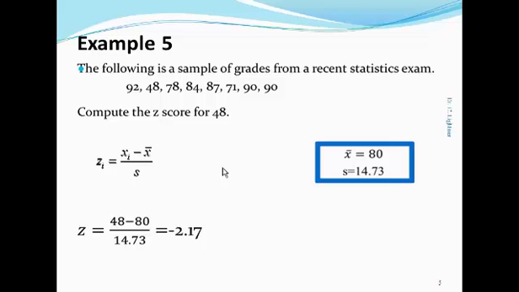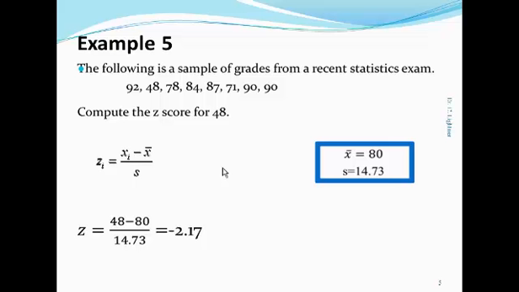Here's another example. We have a list of grades. We want to compute the z-score for the grade 48. The z-score formula is xi, which is the data value that we want the z-score for, minus the mean, divided by the standard deviation. Our z-score value for 48 is therefore 48 minus the mean score of 80, divided by the standard deviation of 14.73.